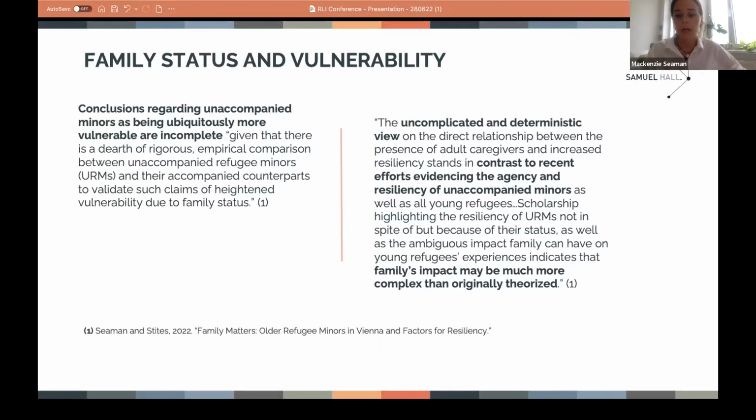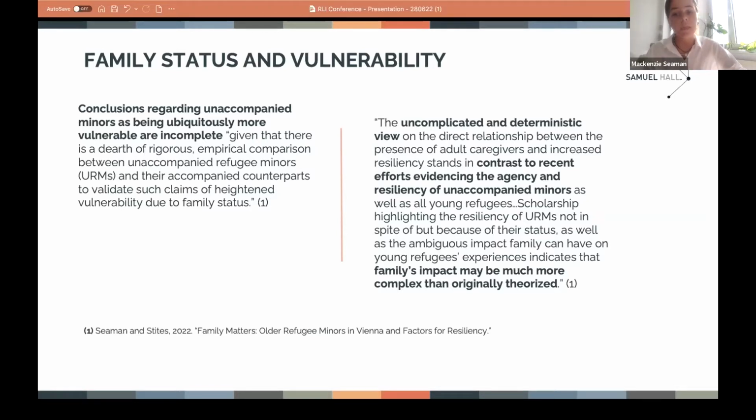However, such conclusions regarding unaccompanied child migrants as being ubiquitously more vulnerable are incomplete, given that there is a dearth of rigorous empirical comparison between unaccompanied refugee minors and their accompanied counterparts to validate such claims of heightened vulnerability due to family status. This also includes and is relevant for child migrants more broadly. Indeed, the uncomplicated and deterministic view of a direct relationship between the presence of adult caregivers and increased resiliency stands in contrast to recent efforts evidencing the agency and resiliency of URMs as well as young refugees. Scholarship highlighting the resiliency of unaccompanied refugee minors, not in spite of, but because of their status, as well as the ambiguous impact family can have on young refugees' experiences, indicates that families' impact may be much more complex than originally theorized.